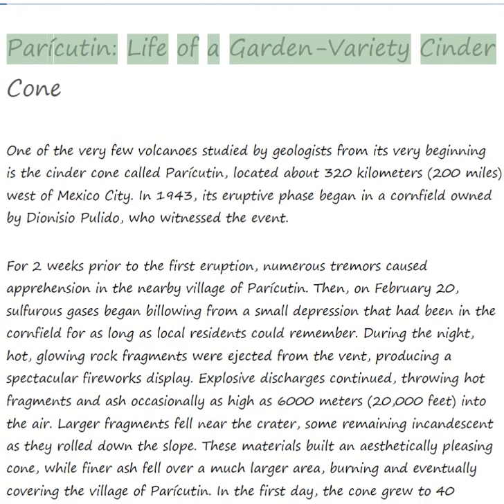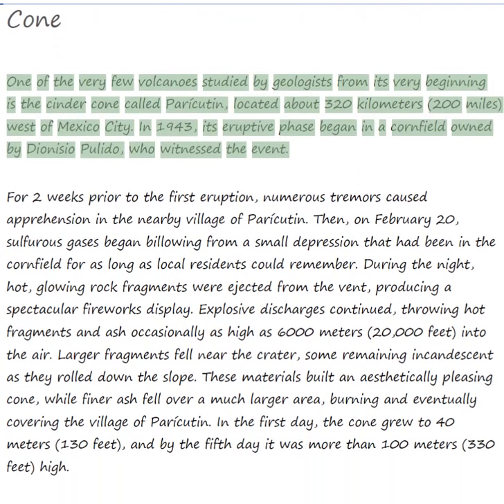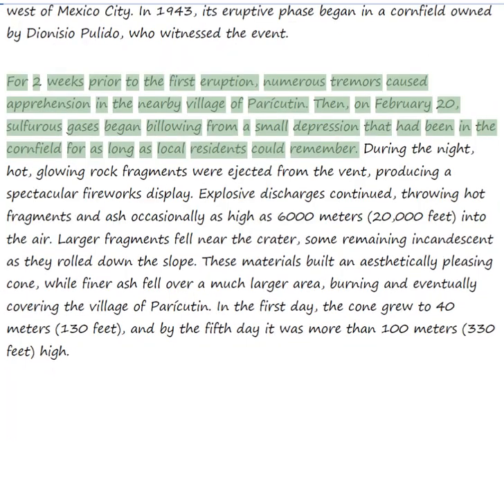Paricutin, life of a garden variety cinder cone. One of the very few volcanoes studied by geologists from its very beginning is the cinder cone called Paricutin, located about 320 kilometers west of Mexico City. In 1943, its eruptive phase began in a cornfield owned by Dionisio Pulido, who witnessed the event. For 2 weeks prior to the first eruption, numerous tremors caused apprehension in the nearby village of Paricutin.